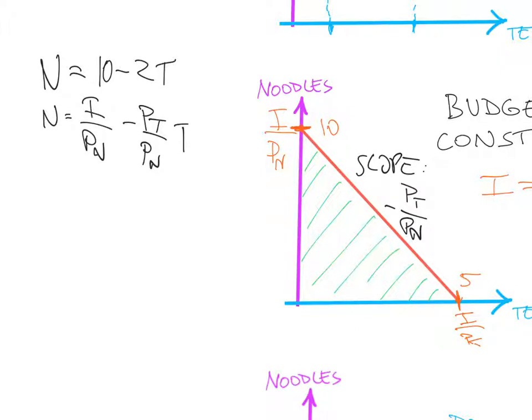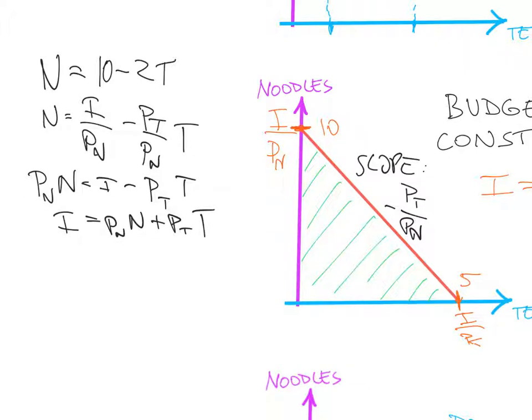We can just use the LCM. I would multiply it by Pn, right? The whole thing. So what do we get? Pn times n equals I minus Pt times T. And now let's add Pt times T to both sides, and we get I equals Pn times n plus Pt times T. Why does that make a lot of sense? Who can tell me? Why is that now suddenly really interesting?